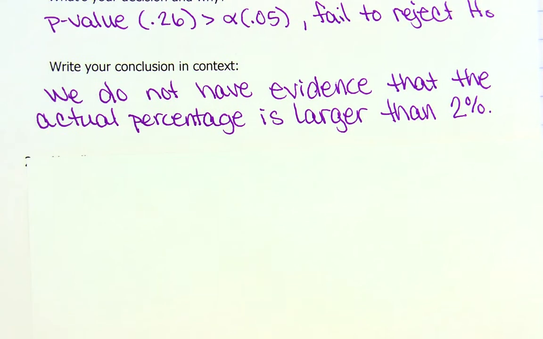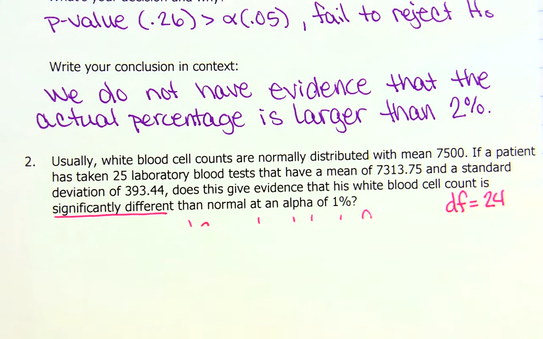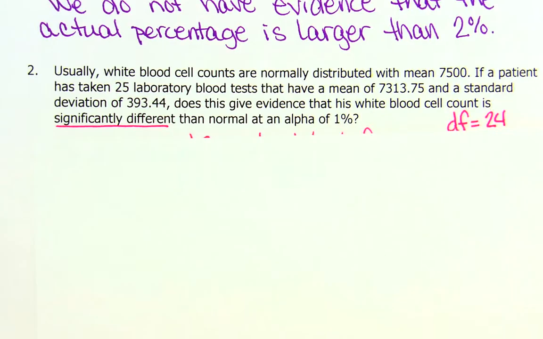Questions on that first one? Anything there? All right, for the second one, we're looking at white blood cell counts. So, are we dealing with means or proportions? Means. T-test or Z-test? T-test.